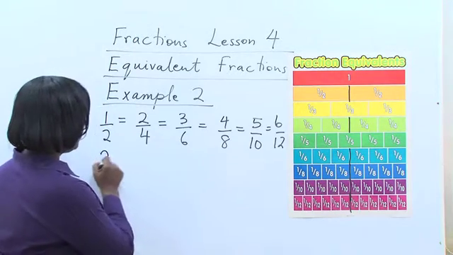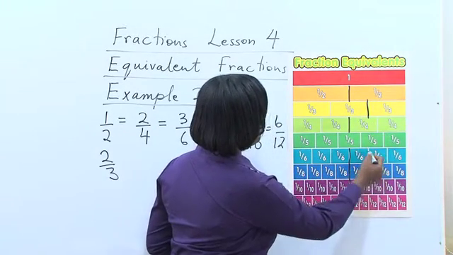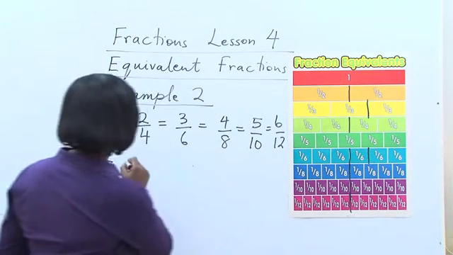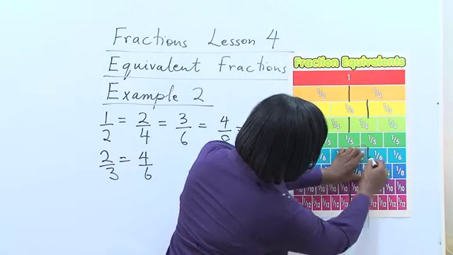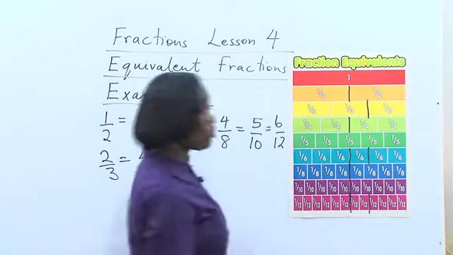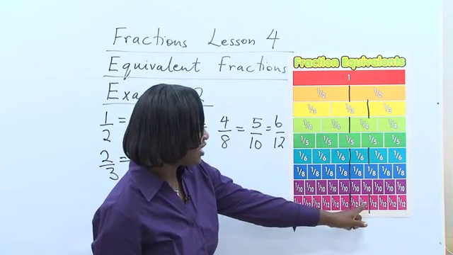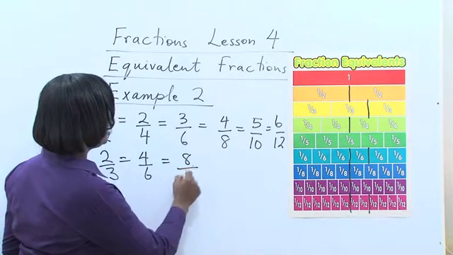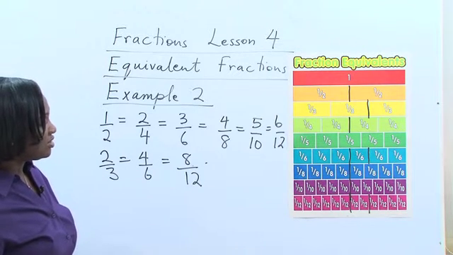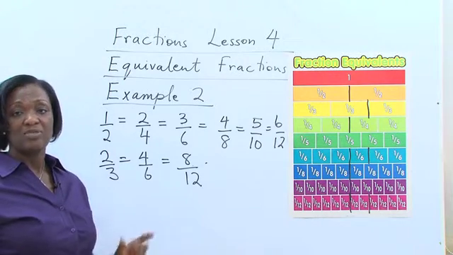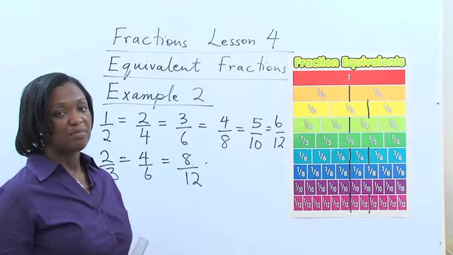Also, 2/3 is equal to 4/6. And it's equal to, let's see how many 12ths. 1, 2, 3, 4, 5, 6, 7, 8. It's equal to 8 twelfths. These are all equivalent fractions. So we said that two fractions are equivalent when they have the same value. The worth is the same.